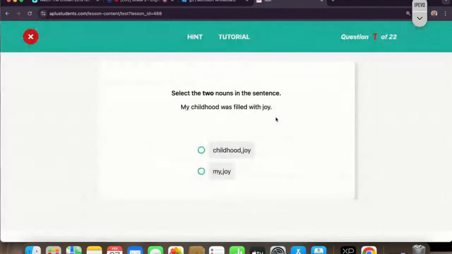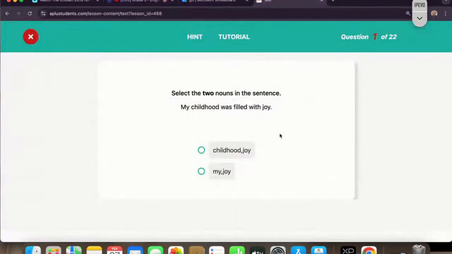Okay, so let's go to the test, but I want everyone to pay attention. You guys are listening, but not even talking on the chat, which is not good. So pay attention, listen, and send in your answers. Select the two nouns in the sentence. My childhood was filled with joy. Is it the first or the second?